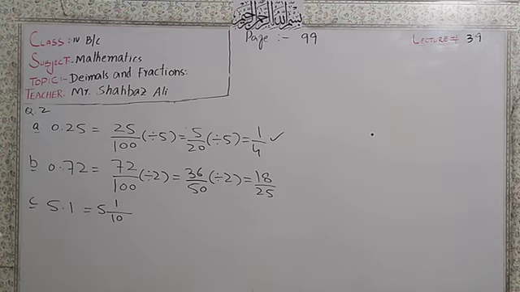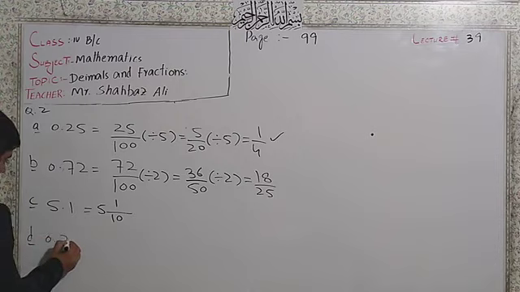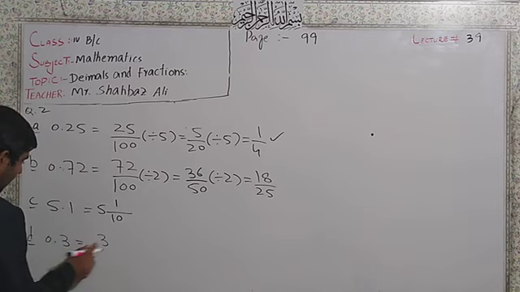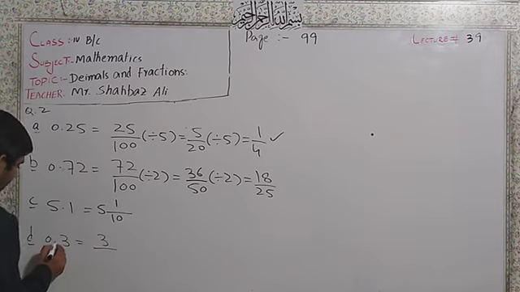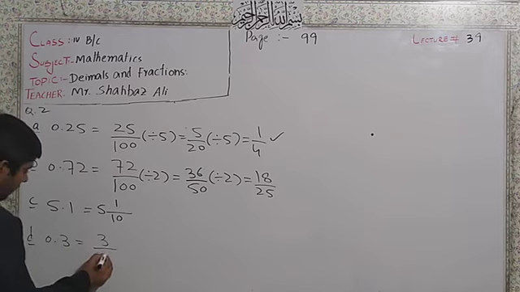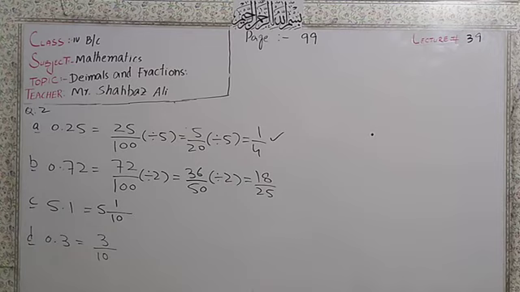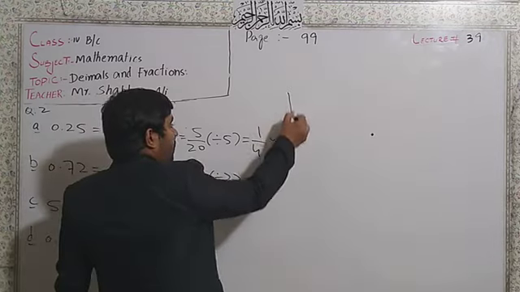And there is part D. Part D is 0.3. 0.3 means 3 right here and after point 1 digit, 10, and we cannot further simplify this. This is your answer.